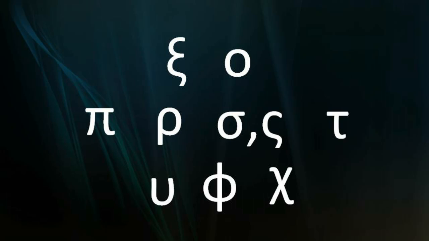Does that little mnemonic device help? Oops, there's a phi for the key. Let's do that one more time. I'm going to do the second and third lines. Repeat after me. Rho, sigma, tau, upsilon, phi, chi. Now I'm going to do the last line. Repeat after me. Upsilon, phi, chi. And the last two lines together, repeat after me. Rho, sigma, tau, upsilon, phi, chi.